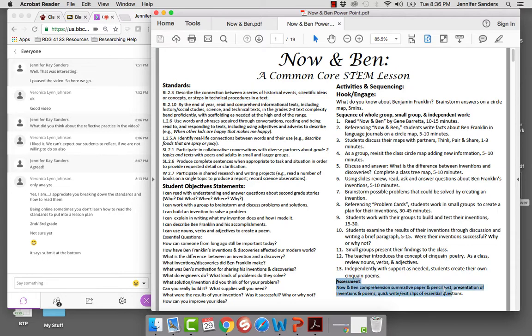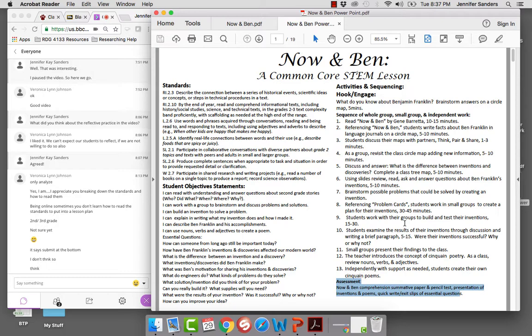They're going to do a comprehension test and a presentation of their inventions. So they have problem cards, and then they're going to work in their groups to build. They're going to build and test their invention in 15 to 30 minutes. Right. I don't think so. I mean, look at this.